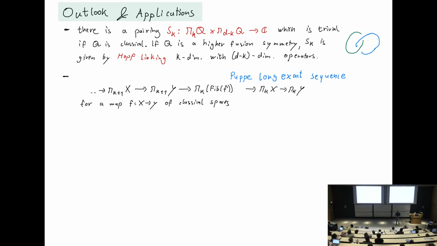And we do have a generalization of this long exact sequence to quantum spaces. We have to say exactly what a map of quantum spaces is, since I've told you what a quantum space is, but I haven't yet told you what a map of quantum spaces is. This will involve a bulk theory, two boundary theories, and an intersection between the two boundary theories.